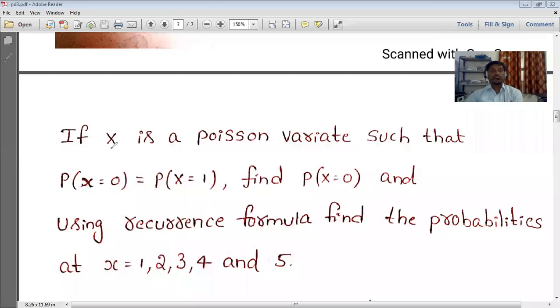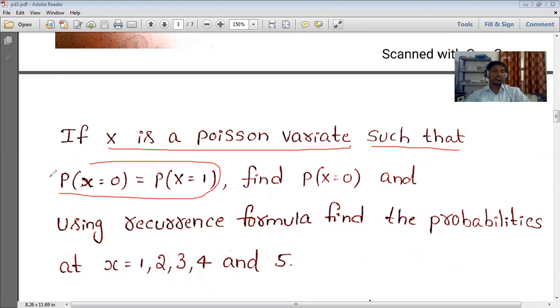Next question: if x is a Poisson variable, so x is a Poisson variable such that it is satisfying one condition. What is that condition? P of x is equal to 0, p of x is equal to 1. So in another word, simply we can write this as p of 0 is equal to p of 1.